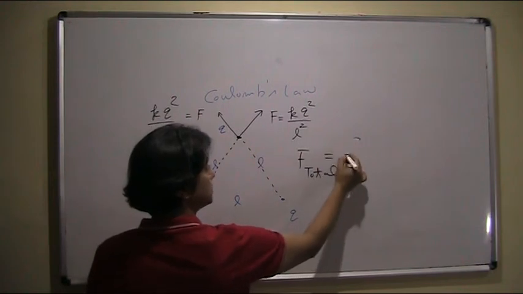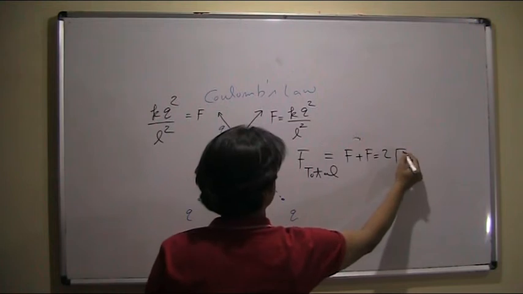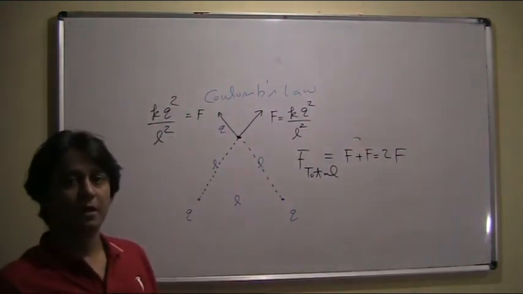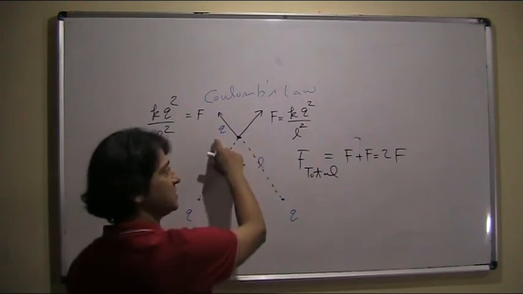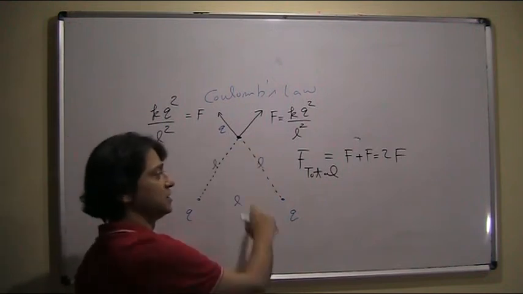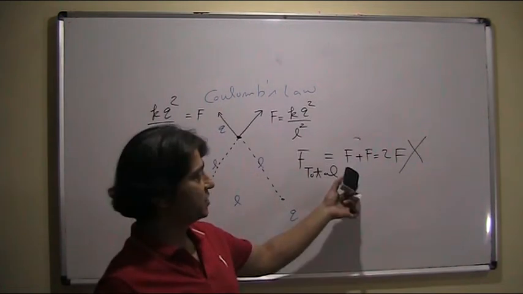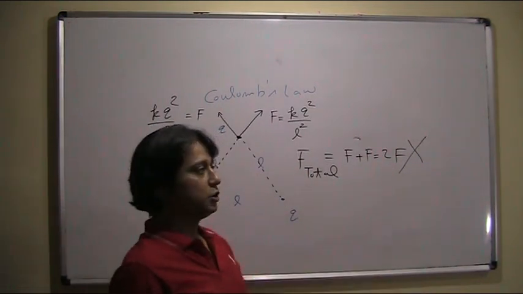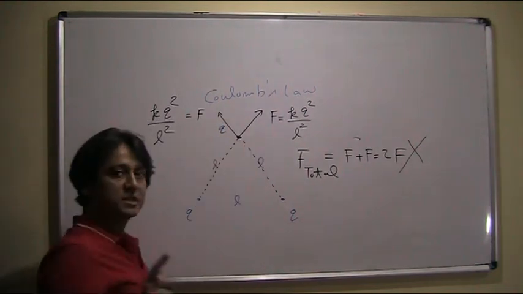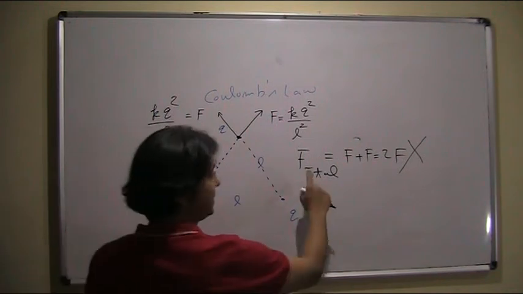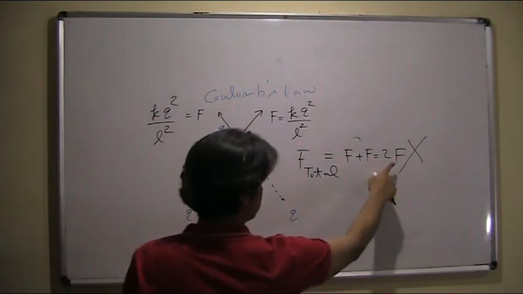If we need the total force, that total force is what? F plus F, which is 2F. But now there is a problem. We are dealing with vectors, and if you are dealing with vectors, we cannot do something like this. You cannot simply add their magnitudes. You need to take care of their directions. These forces are not in the same direction, and therefore we cannot find the total magnitude by doing this.